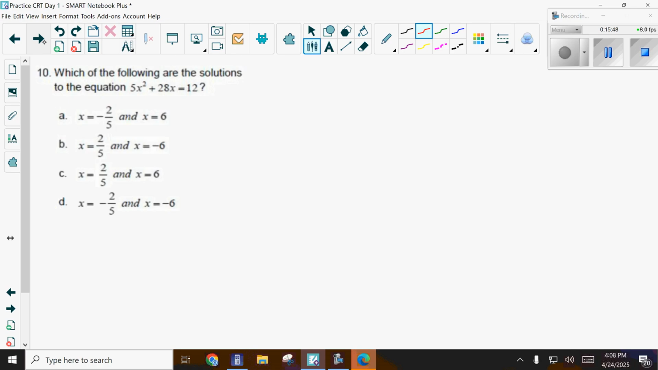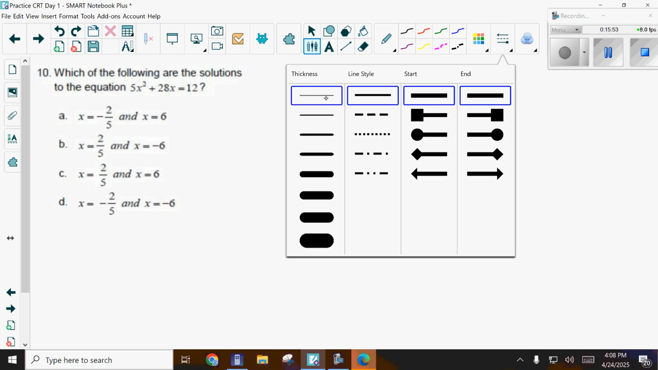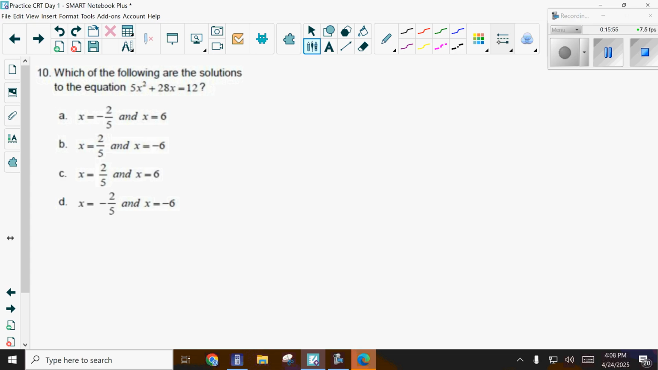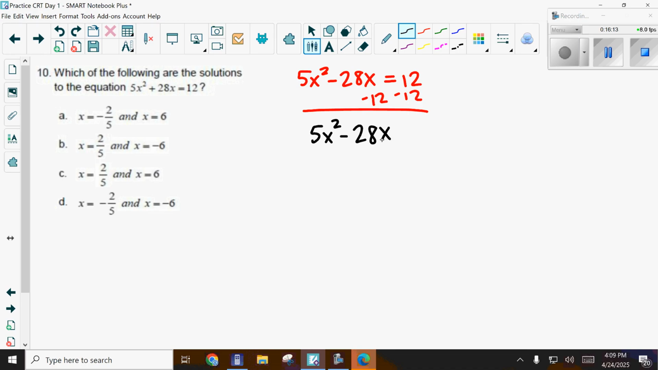Number 10 says, which of the following are the solutions to this equation? Now this question, you can do this a few different ways, but no matter how you do it, the problem has to equal 0. So I'm going to take 5x squared minus 28x equals 12, and I'm going to subtract the 12 over. So I'll have 5x squared minus 28x minus 12 equals 0.